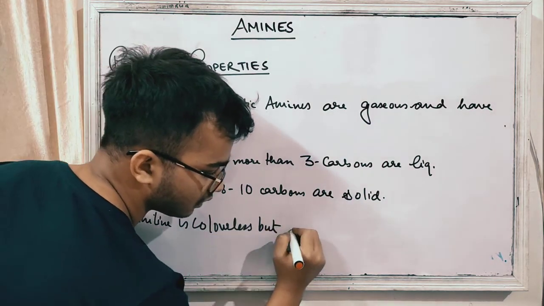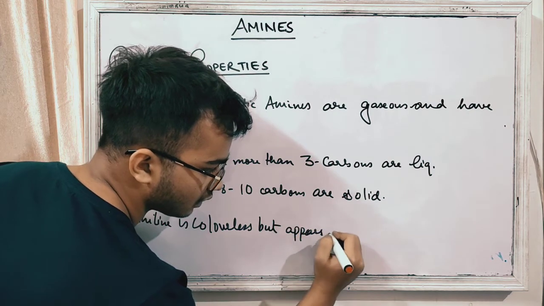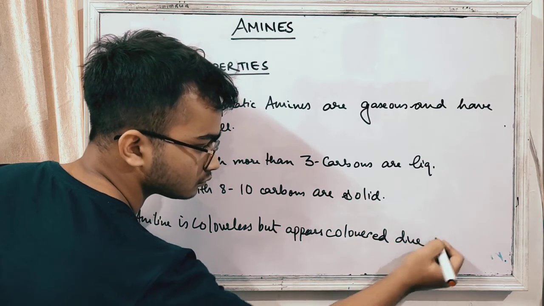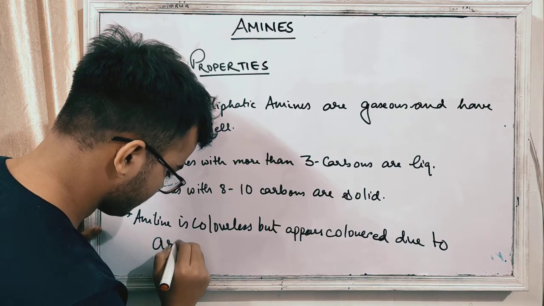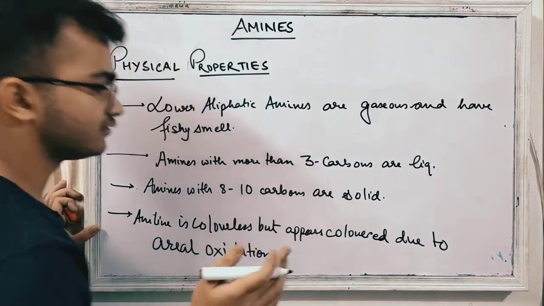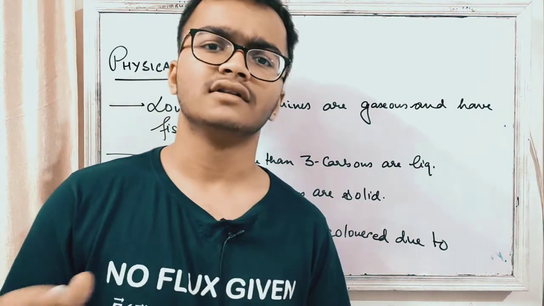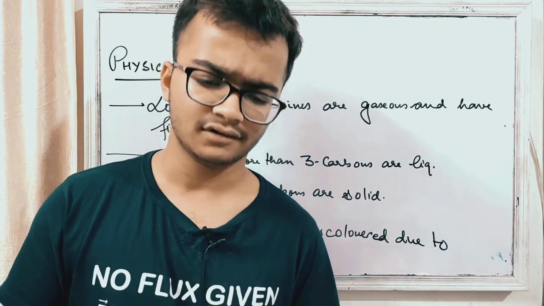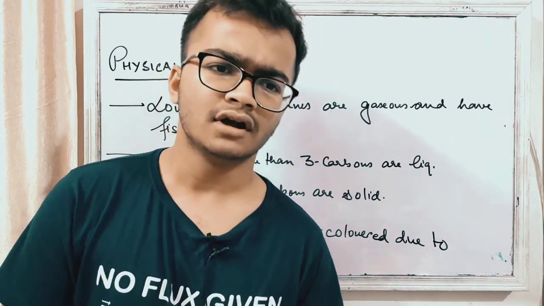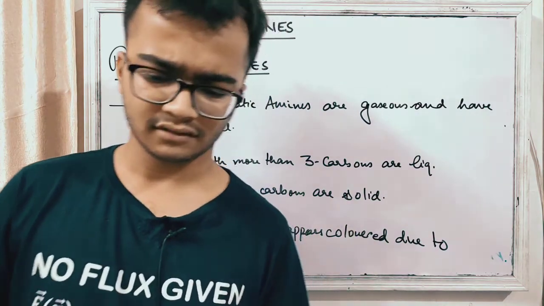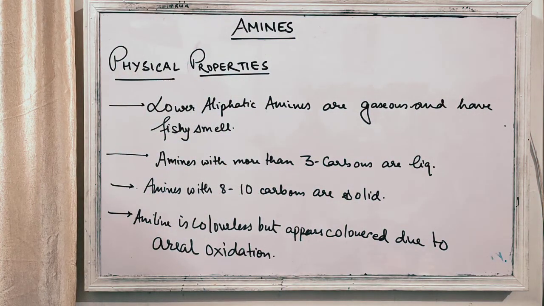but appears colored due to aerial oxidation. Aerial oxidation means with the atmospheric oxygen present in the atmosphere, the aniline is getting oxidized, and so it is imparting a specific color. So this was about the physical properties. You can copy it. Now we will move on to the basicity on the solvation and rest. So let's copy it. Done.